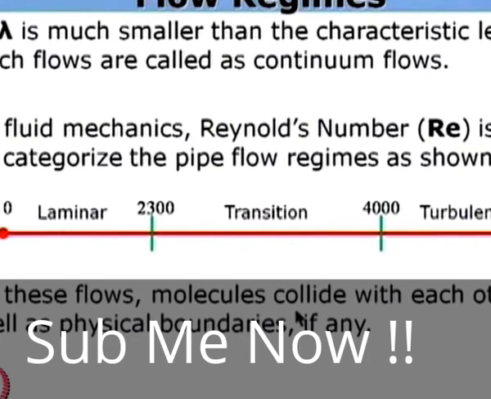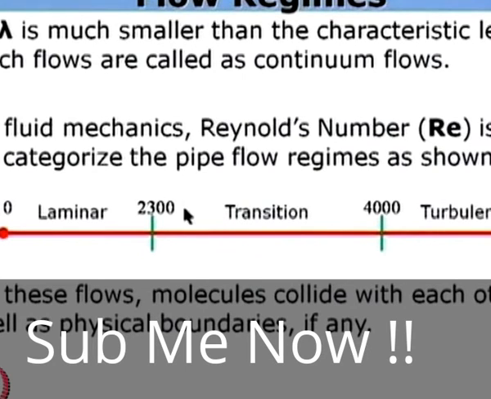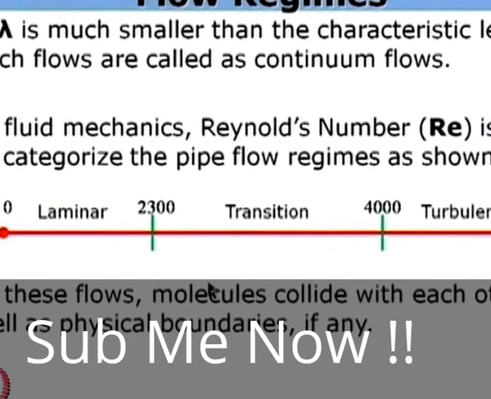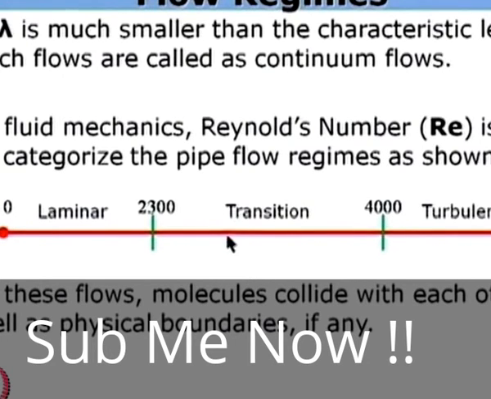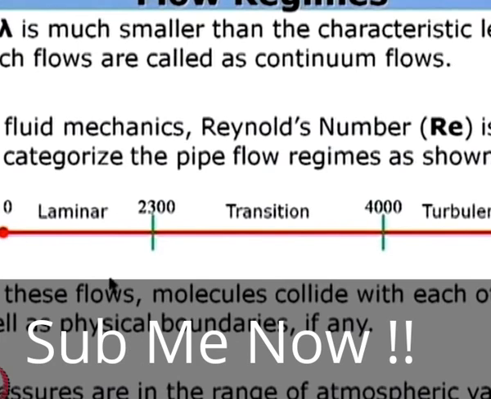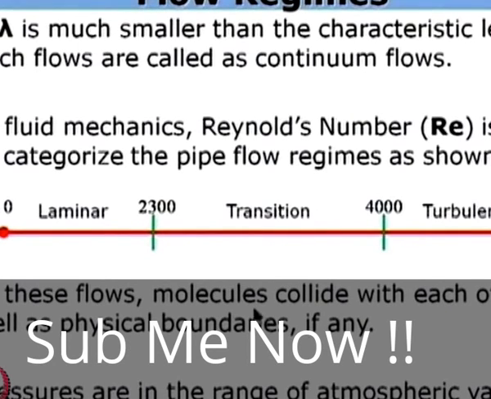In these flows, molecules collide with each other as well as with physical boundaries, if any. That means the molecules are in constant collision, constantly colliding with each other, and they may also collide with the walls or the physical boundaries of the pipe. Now, such a thing may not exist at low pressures. In this case, pressures are in the range of atmospheric values.